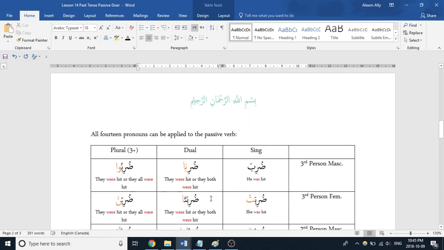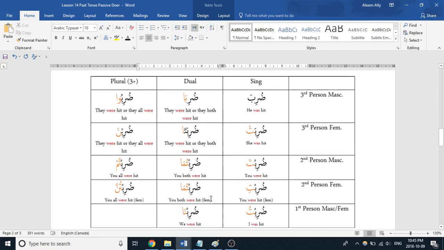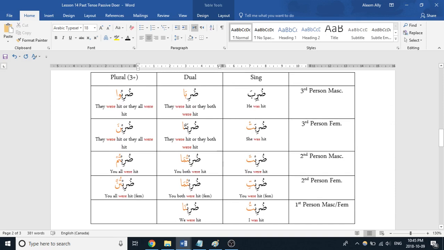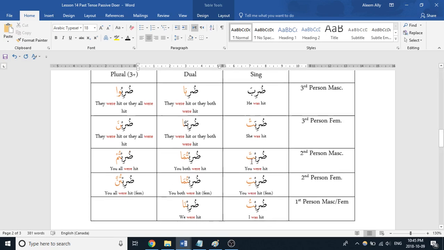So here we drafted out a chart actually expanding it for you. So if you take in daraba, it'd be duriba, duribu, duribat, duribta, duribna, duribta, duribtuma, duribtum, duribti, duribtuma, duribtunna, duribtu, duribna. Exact same thing as if you were to do daraba on the pronouns and take it through. Exact same thing. And we added in little translations here just to show you how it would be.